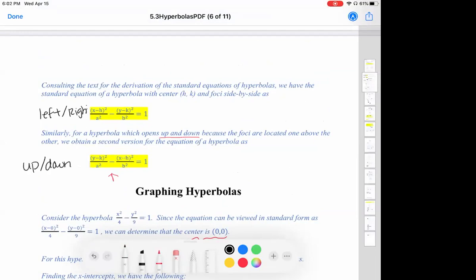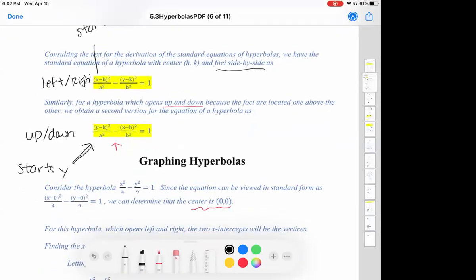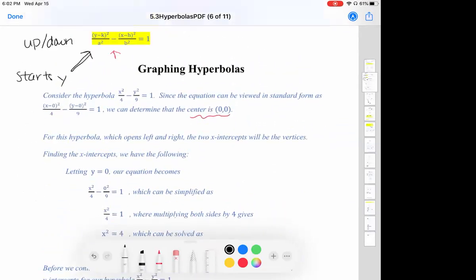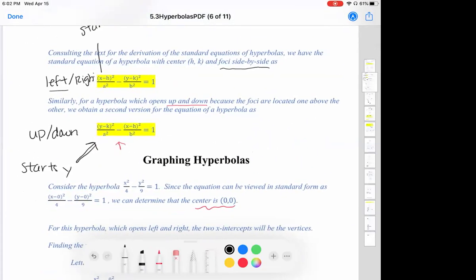It matters which one it starts off with. If it starts with an x, it opens left and right. If it starts with a y, it opens up and down. That's what I meant by side by side. It means left and right. I think that's a major point of confusion there. It has the same features as an ellipse, but we need to know how it opens. So again, we start with the x, it opens left and right.